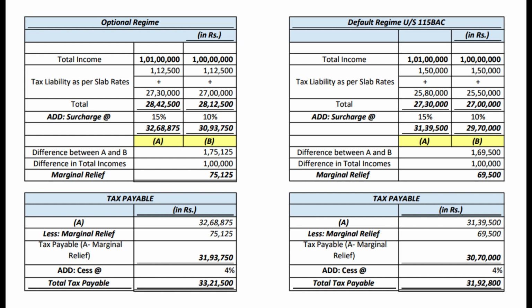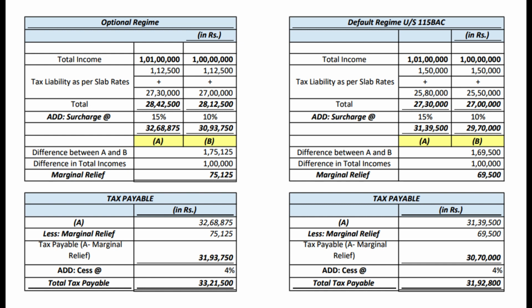If we see the difference between the tax liabilities, the increase in tax liability, that is A minus B, is rupees 1,69,500. But the total income has increased by rupees 1 lakh only. So, due to the increase in total income by rupees 1 lakh, there is an increase in tax liability by rupees 1,69,500.